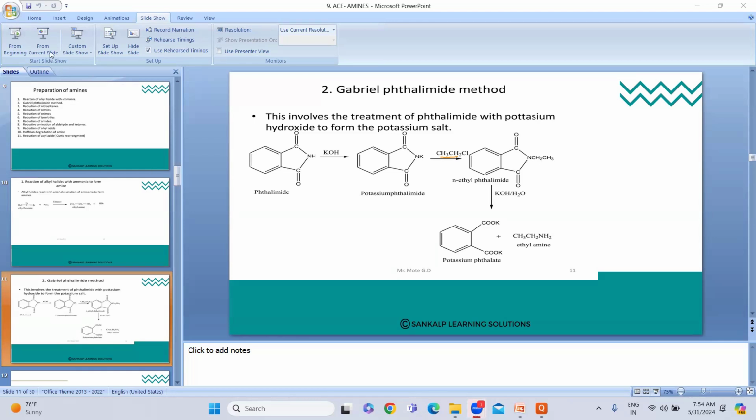I have mentioned in the last class that it is very important. So we have seen all the six preparations. Today we are going to start with the chemical properties. We have completed the physical properties also. So let us see the chemical properties.